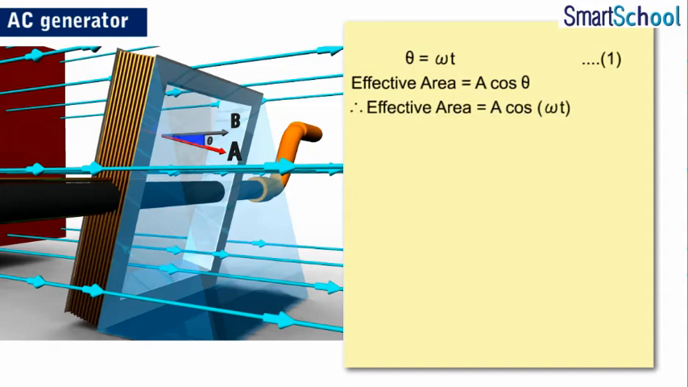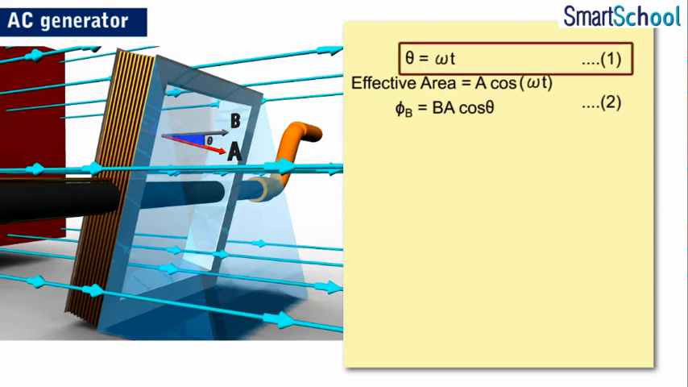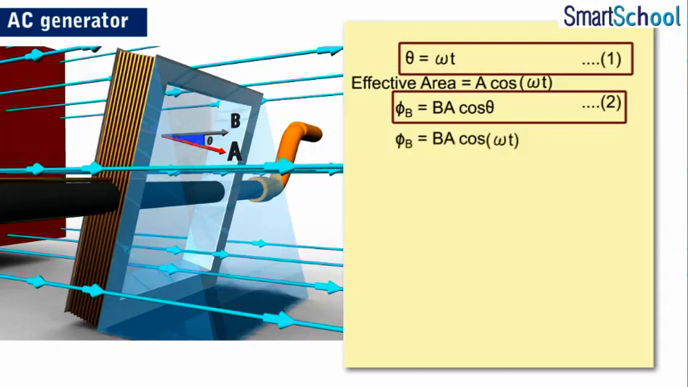In other words, the rotation of the coil causes the magnetic flux through it to change, thereby inducing an EMF in the coil. The flux linked with the coil at any instant of time is given by the equation phi B equals BA cos theta. Let us label this as equation 2. On substituting equation 1 in equation 2 and simplifying, we get phi B equals BA cos omega t. Let us label this as equation 3.